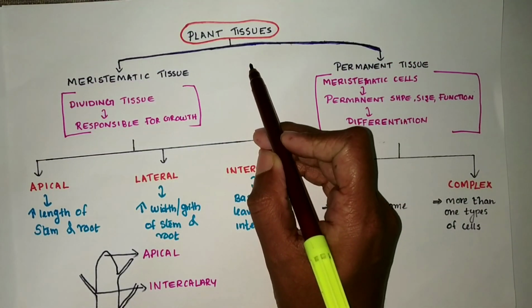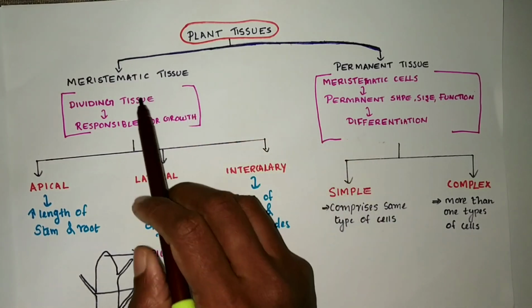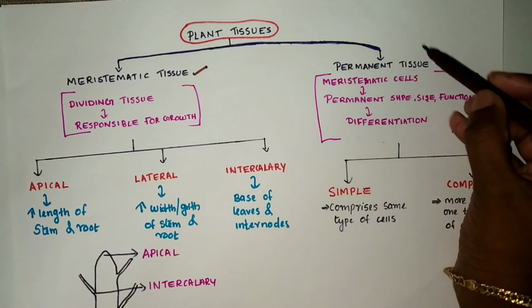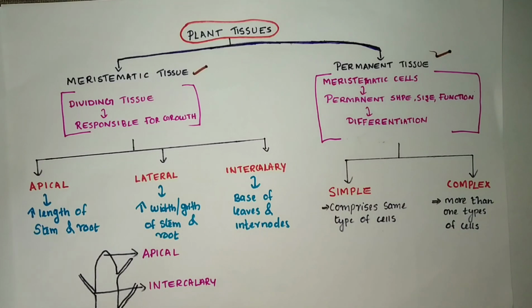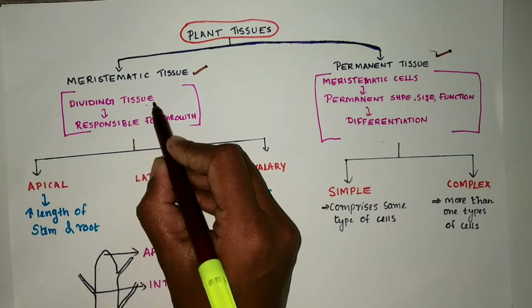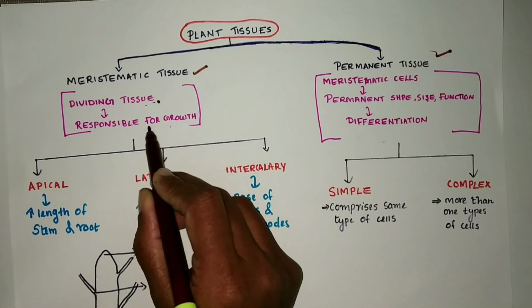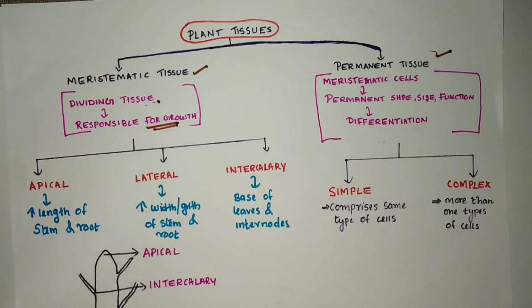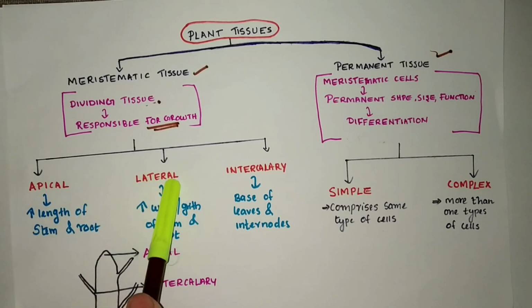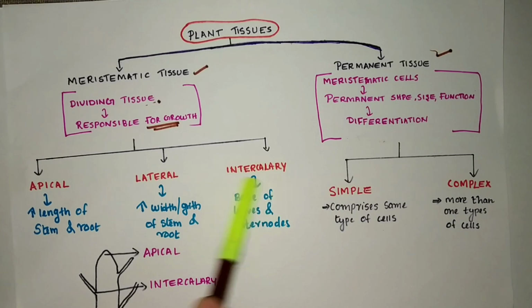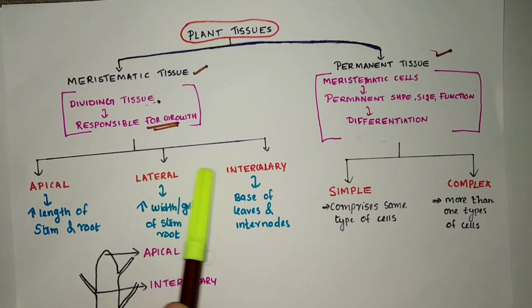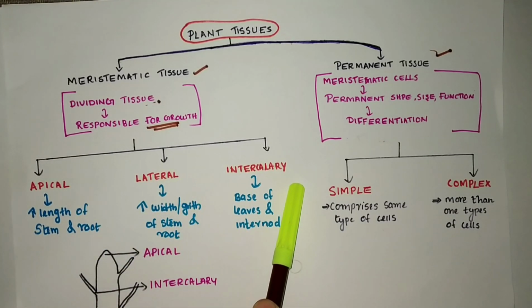Plant tissues are classified into two main groups, meristematic tissues and permanent tissues. Meristematic tissues are dividing tissues which are responsible for growth of the plant. Depending on the region where they are present, meristematic tissues are classified as apical, lateral and intercalary. Apical meristem, lateral meristem and intercalary meristem.